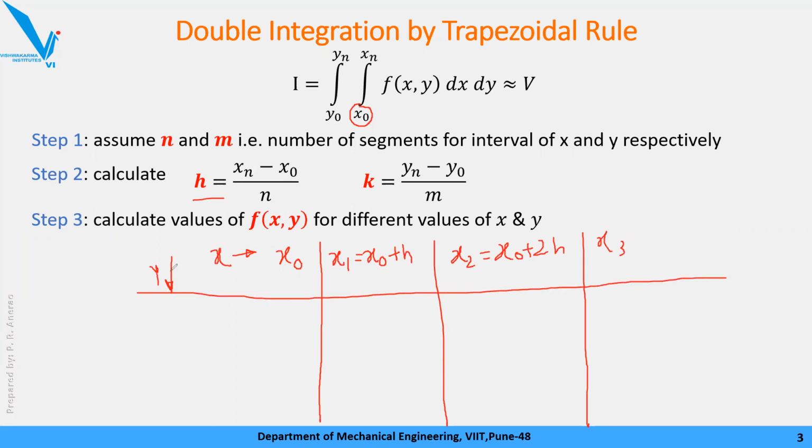Now similarly we will calculate y values. Okay, you will start with y0, then y0 में ये k add करेंगे, the thickness of strip. So you will get y1, which is nothing but y0 plus k. Then y2 equal to y0 plus 2 times k. Okay, so all of you know how to create the first row and first column from the table. Now next part.